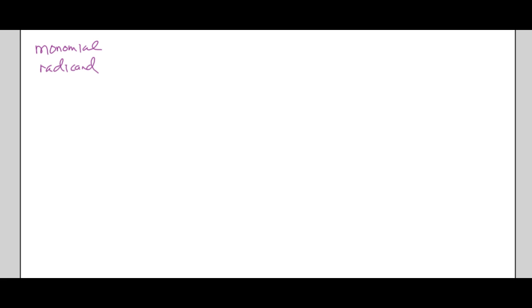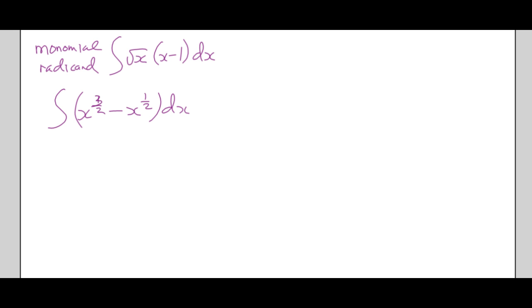Okay, what if we have a monomial radicand? A single term underneath the radical sign. Right? Well, we just multiply that through, right? That's just an x to the 1/2. So, okay, what's x to the half times x, right? What's x to the half minus 1? Sorry, that's x to the 3/2, right? So x to the half times x to the 1 is x to the 3/2 minus x to the 1/2 dx. They're just individual things.